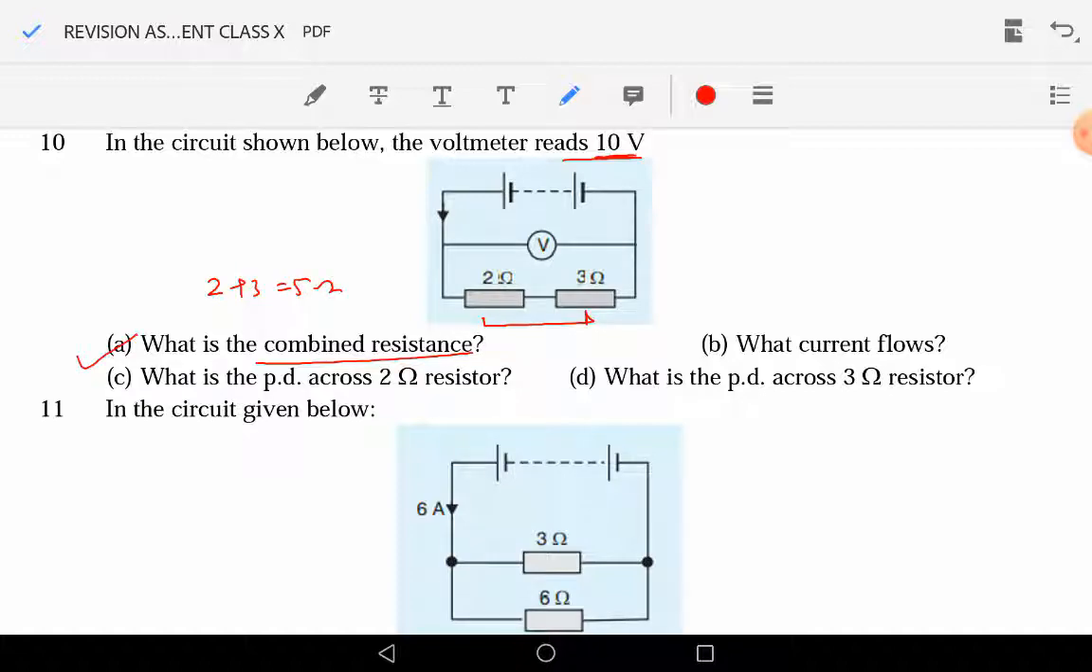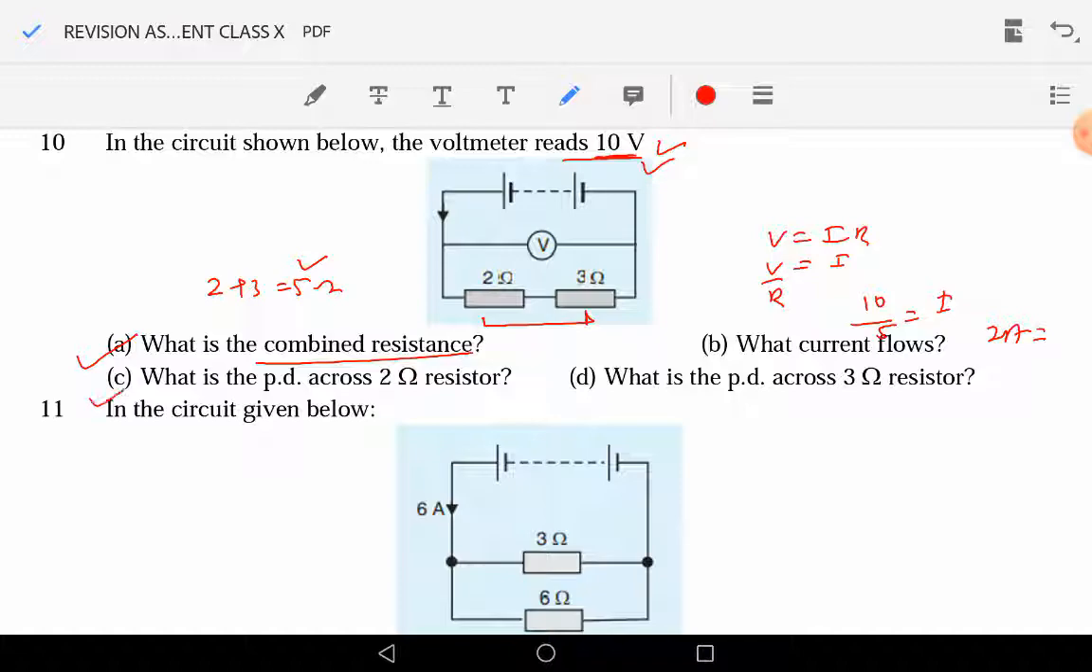Then what current flows through this? So current, they are asking, the total potential is 10 volt. So V is equal to IR, I is equal to V upon R. V is 10 volt, given in the question. R total we have just found out, 5, and it will be 2 ampere. The total current that will flow through it.